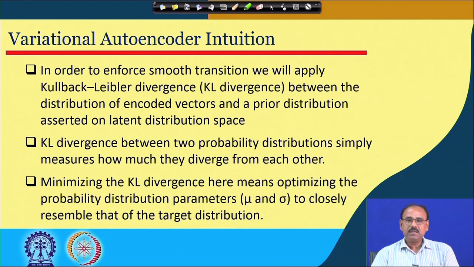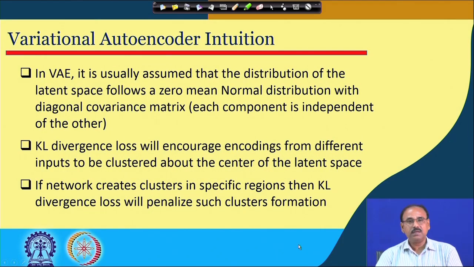So, by minimizing the KL divergence, what we try to ensure is that the distributions of the latent vectors for the data belonging to different classes closely resemble the target distribution, where the target distribution is a Gaussian or normal distribution with 0 mean and unit variance, and as a result they become very compact.